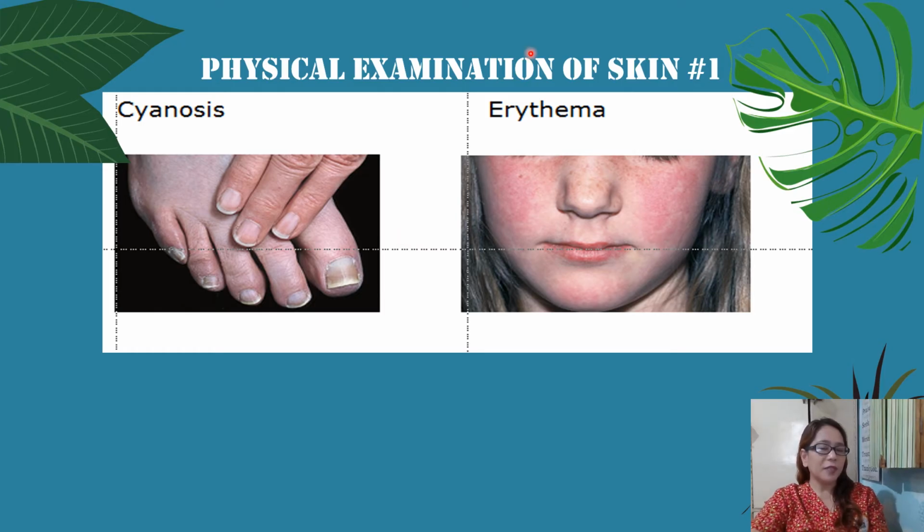Again, there are two types of cyanosis, the peripheral and the central cyanosis. The central cyanosis is most observed in the lips, in the oral mucosa, and the tongue. This can be observed in a patient who has advanced lung disease, congenital heart disease, and so on. And another example here is the erythema. This is a type of skin rash that is caused by injury or inflammation of the blood capillaries.